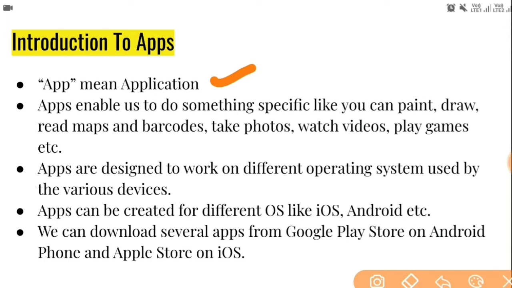Now the next thing is apps can be created for different operating systems like iOS, Android, etc. For the mobile version, there are different operating systems; Google has its own operating system, Android. We can download several apps from Google Play Store on an Android phone and from Apple Store on iOS. If you have an Android phone, you can download apps from Google Play Store, and if you have an Apple phone, you can download apps from Apple Store on the iOS operating system.